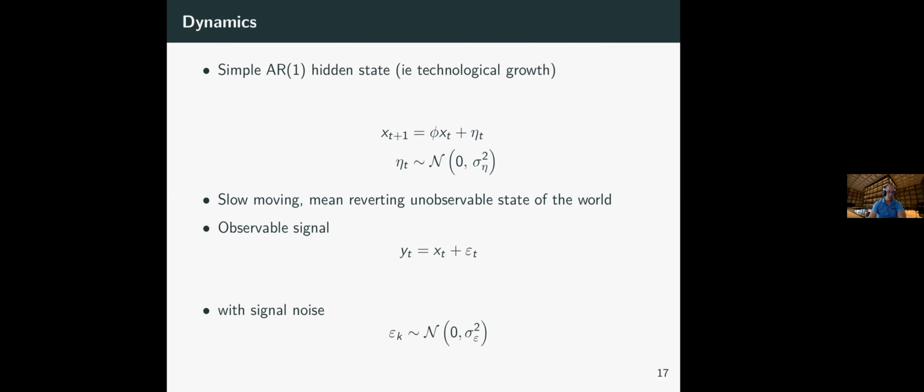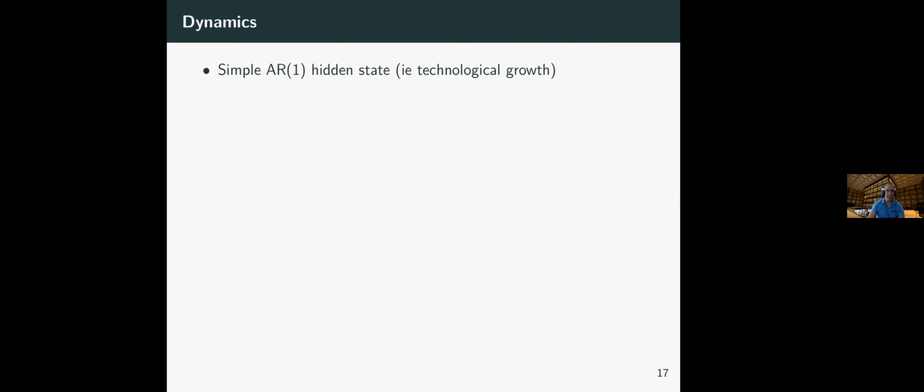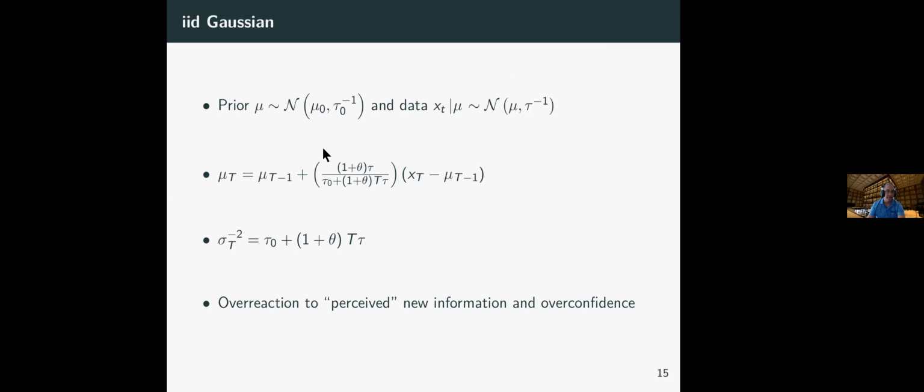What happens in this world? For all of the Kalman filtering equations, you're going to solve for the Kalman filter, and under exaggerated likelihoods, you're going to do Bayes' rule correctly. It's going to look just like the Kalman filter, except in a few places you're going to stick a 1 plus theta. Just like in the static setting, where mu is constant and I put a 1 plus theta here and 1 plus theta here, the exact same thing is going to show up in the Kalman setting.